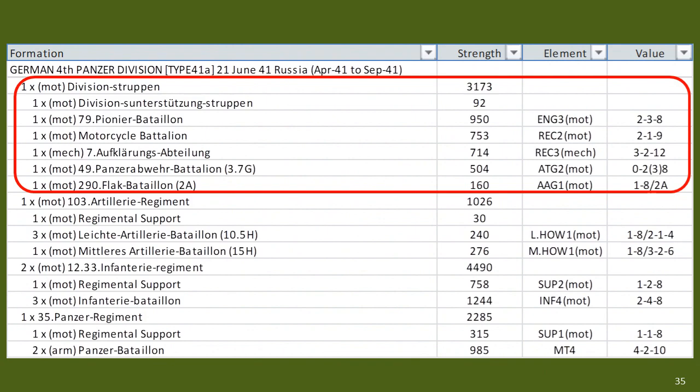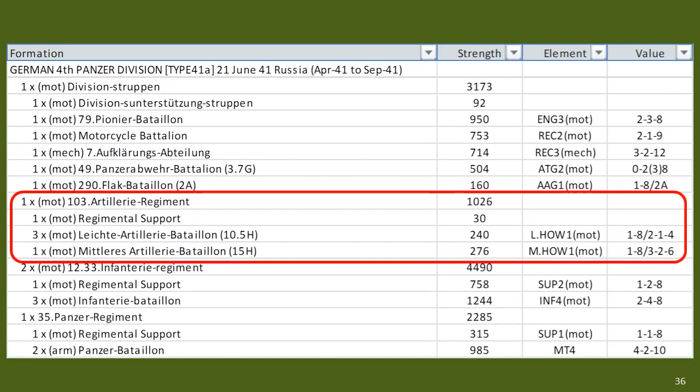For this analysis, I'll be using the 4th Panzer Division in 1941 as my typical structure. The division supporting formations remained much the same compared with 1940, with minor changes in the motorcycle battalion and slightly more changes in the anti-tank battalion. In 1941, the biggest change was an addition of a flak battalion. The Panzer Artillery Regiment did not change at all. 3 light and 1 medium, all motorised.